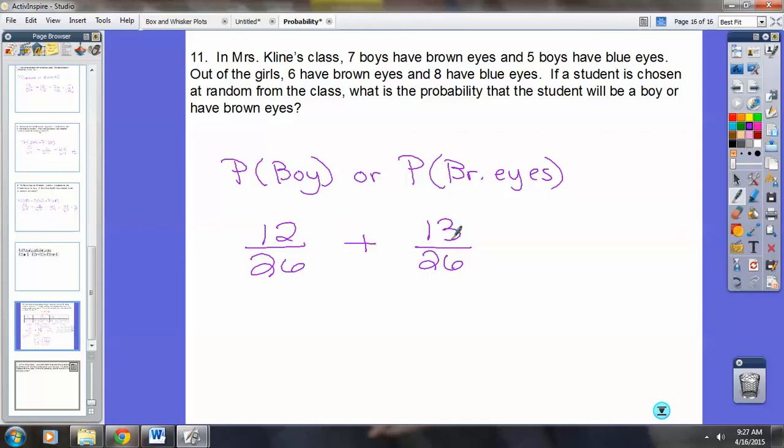Now, I believe there's some kids that we counted twice, right? We counted the boys with brown eyes twice. We counted the boys here. And the second probability, we counted the boys and girls with brown eyes. Okay, so we have to subtract out those boys with brown eyes. How many do we have? 7. So minus 7 out of 26. 12 plus 13 is 25, and 25 minus 7 is 18. Right, 18 out of 26. And 18 out of 26 simplifies to 9 thirteenths.